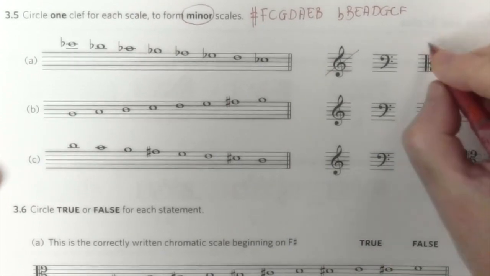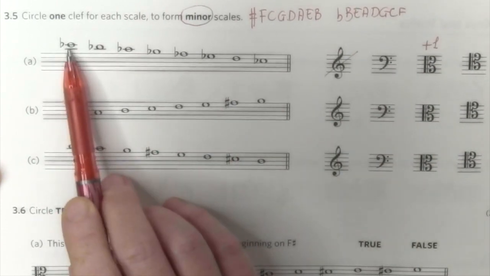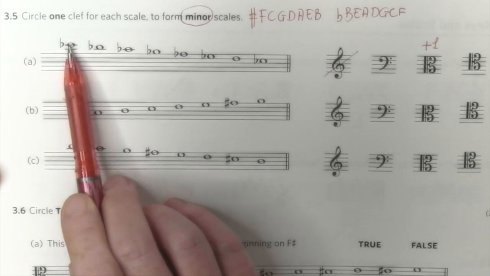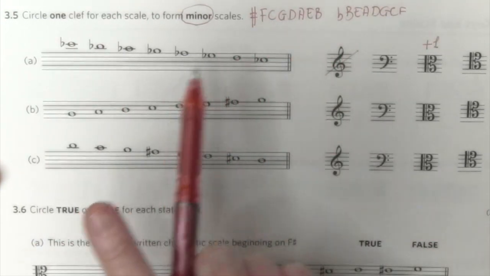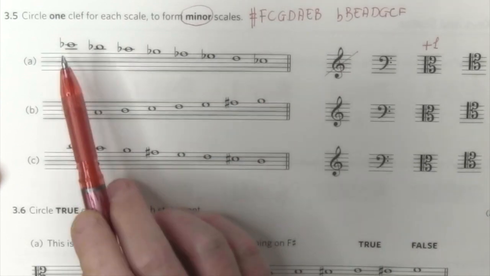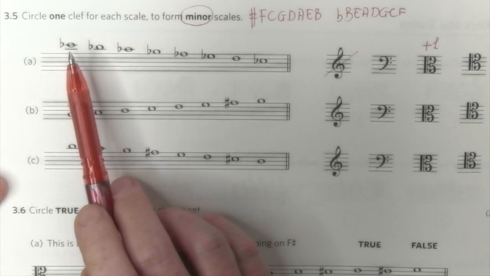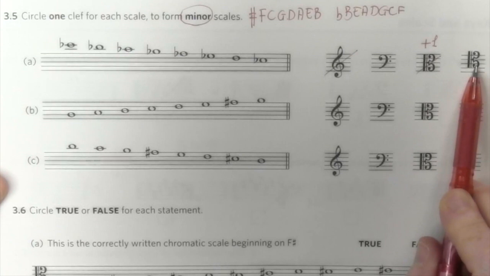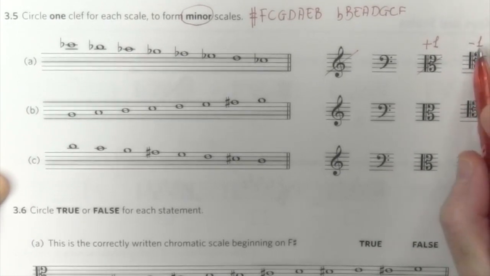The alto clef is treble clef plus one. So this note will be do flat plus one, re flat. Re flat minor doesn't exist. Instead, we would have C sharp minor, the enharmonic equivalent. So, no. In the tenor clef, this note will be treble clef minus one.